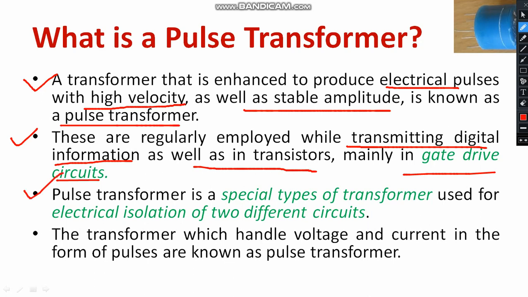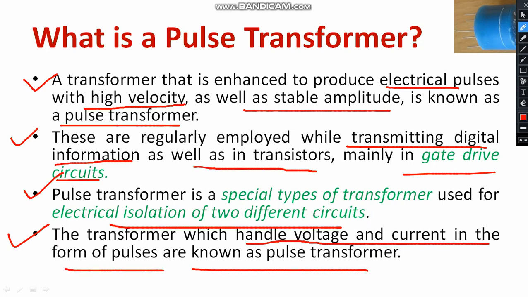Let me elaborate. A pulse transformer is a special kind of transformer which is used to isolate two electrical circuits. It can also be defined in another manner: the transformer which handles voltage and current in the form of pulses is known as a pulse transformer. As you know, the conventional type of transformer won't transmit the signal in the form of pulses, but here the signal will be transmitted in the form of pulses. So that is known as a pulse transformer.